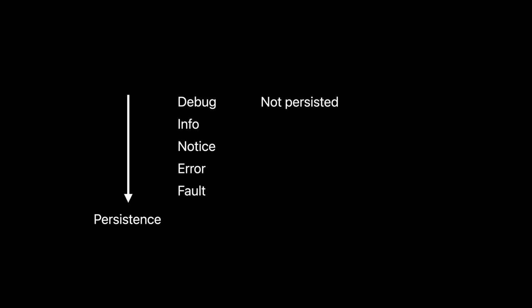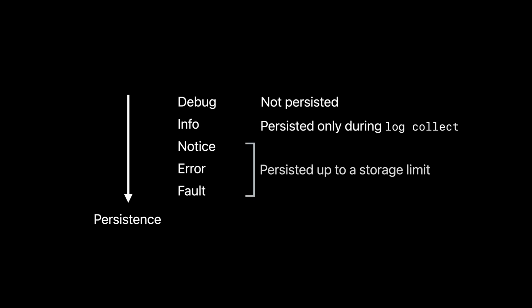Debug level messages are not persistent, which means they cannot be retrieved after the app has completed execution. Info level messages are mostly not persisted except when they are generated a few moments before a log collect command. Messages logged at every other level are persisted and you can retrieve them later. There is, however, a storage limit on how many messages are archived. Once that limit is exceeded, the older ones are purged and become unavailable.